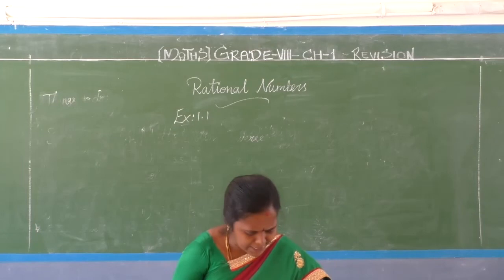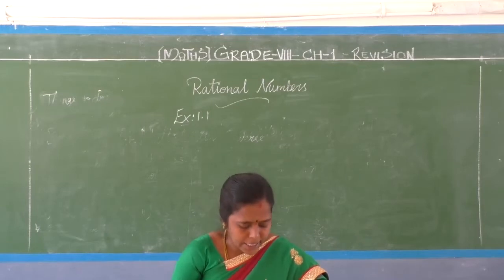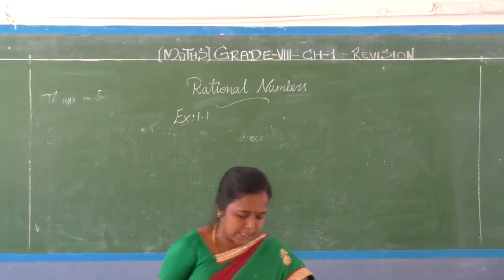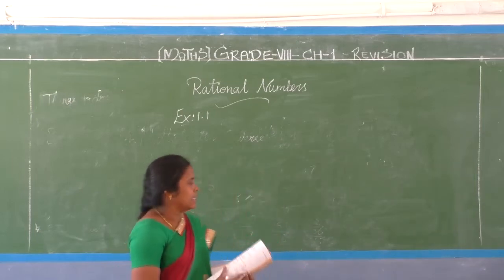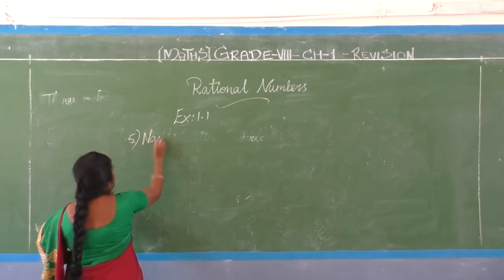Next up, the fifth section: naming the property of given. Some questions are given, and for each we have to identify which property has been used. See the heading: name the property under multiplication used in each of the following. We have to find out the property under multiplication. That is our fifth section. Name the property.